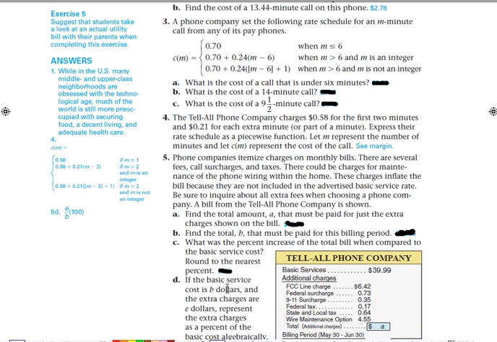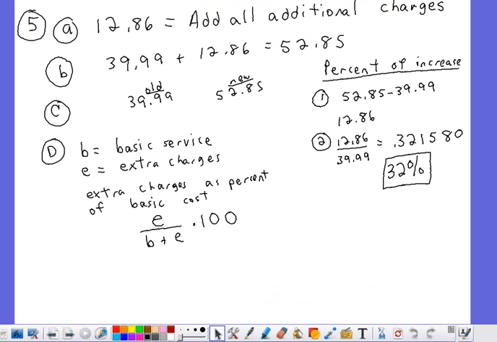Part C basically says what was the percent increase of the total bill when compared to the basic service cost. Round to the nearest percent. Percent increase of the total bill compared to the basic service cost. The total bill is when we added it all. The basic service is the $39.99. So let's go back to our slide.